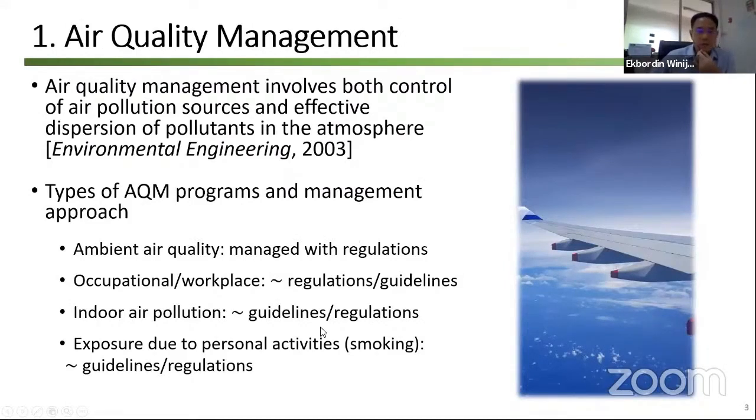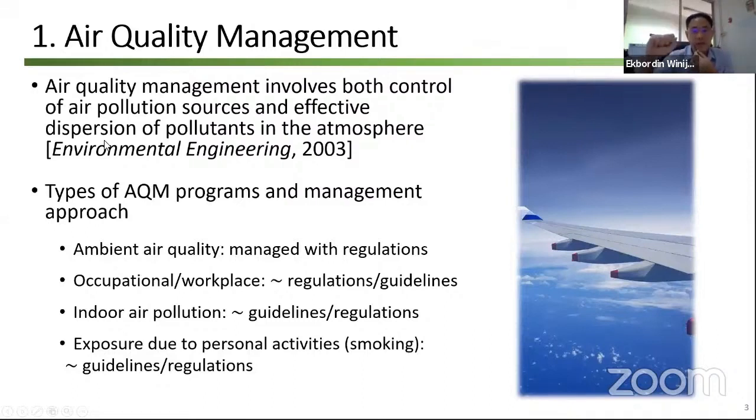Okay, so air quality management usually involves both the control of air pollution at the source and also the effective dispersion of pollutants in the atmosphere. Anyway, these two phrases are actually pretty much the same thing. When we're thinking about air pollution control, we prefer to control the emission at the source. However, there is another method that we can use in order to reduce the emission from the source too. And we usually deal with the effective dispersion of the pollutant.